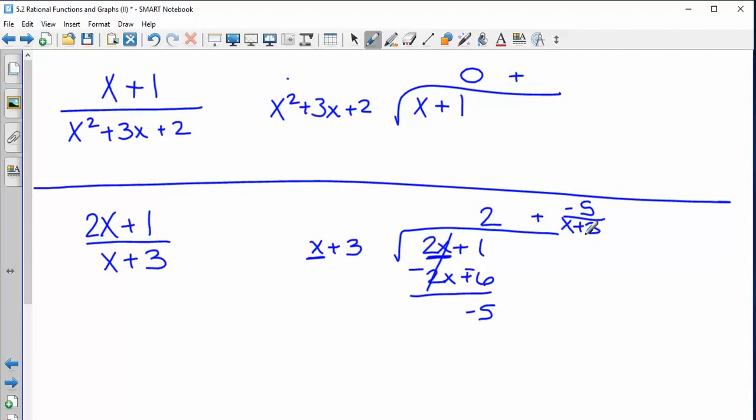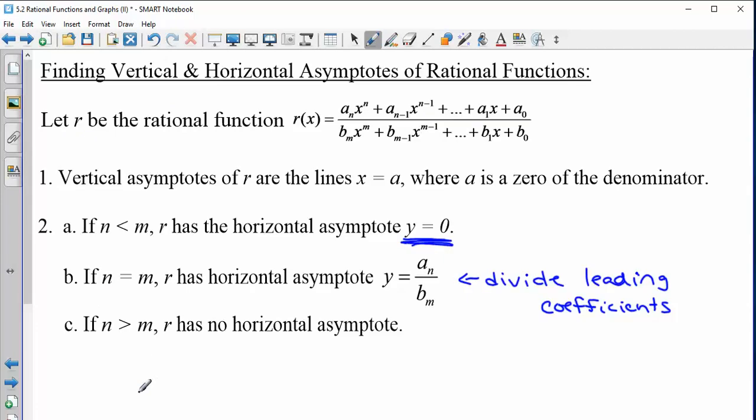Now let's talk about if the degree on top is larger. If this were like an x squared over an x, then you will be able to divide it out and you're going to get more than just a plain number for your quotient. So in that case, you actually do not get a horizontal asymptote. So if the degree on top is larger, there is no horizontal asymptote.